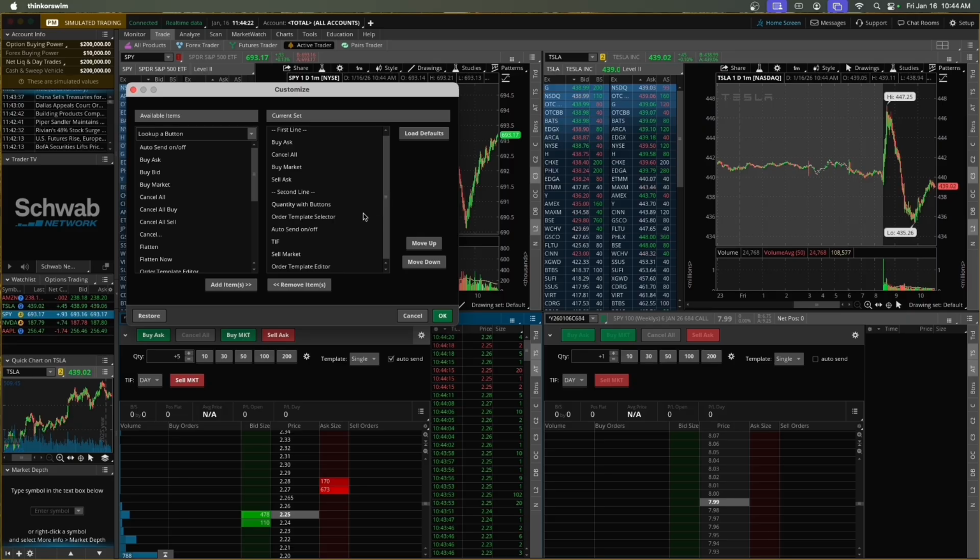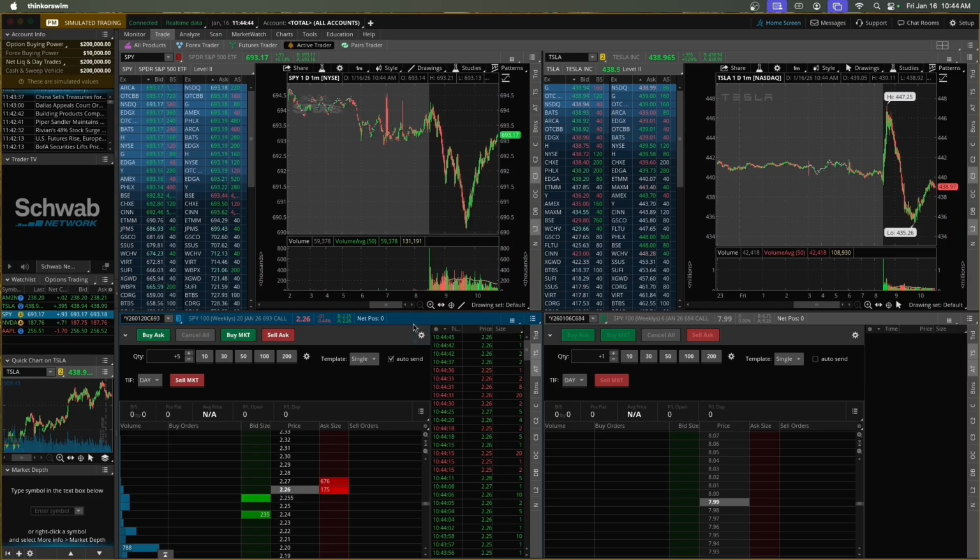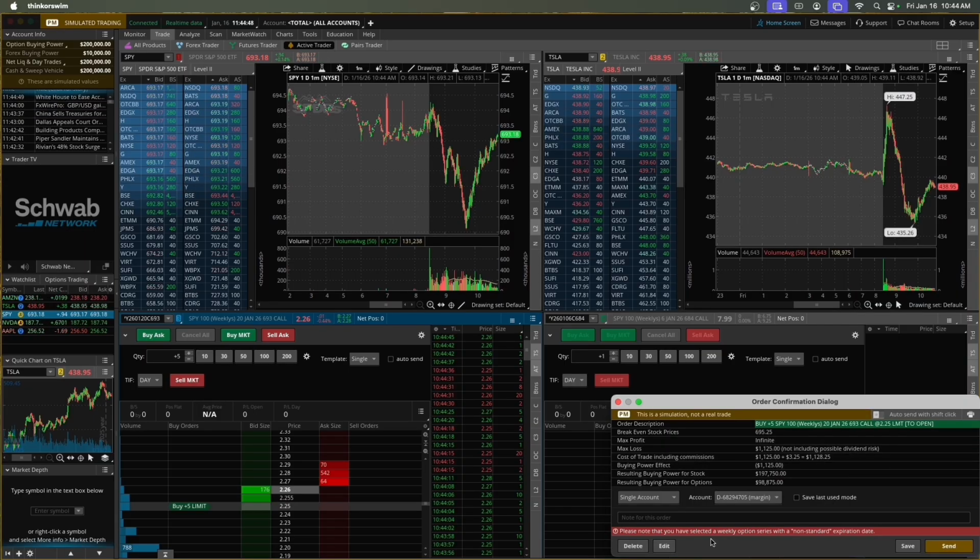And then on the second line, I've got the quantity with buttons, so I can see how many shares I'm actually going to purchase. The order template selector. I usually just keep it on single. Auto send on or off. So this is going to send your trade automatically. If you don't have this clicked on, it's going to come up over here to the right. Okay.